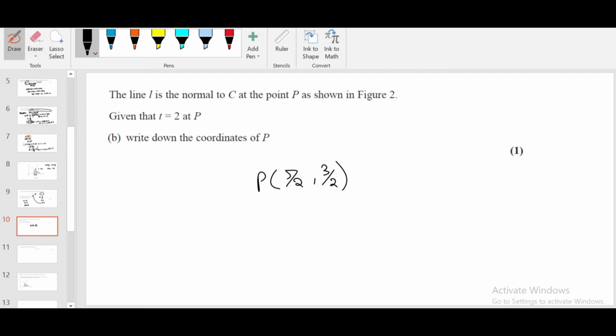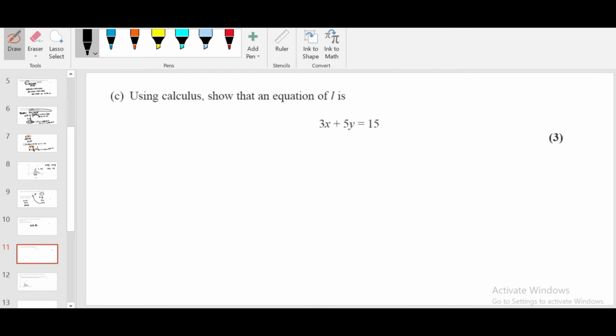Again, one more question. Let's move on to part C of the question. Using calculus, show that the equation of L. Okay, equation of L. L is basically the normal at this point. So how do we find the equation of the normal? First we need to differentiate the function. Find dy by dx.